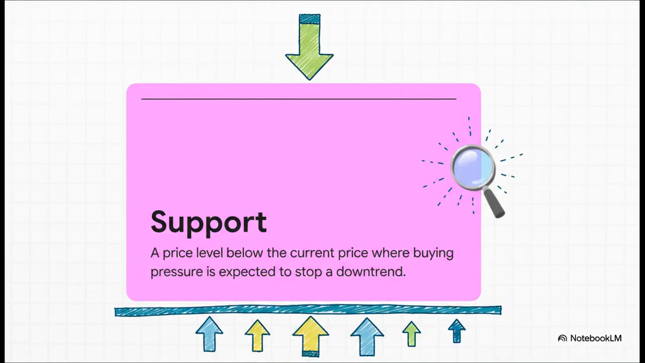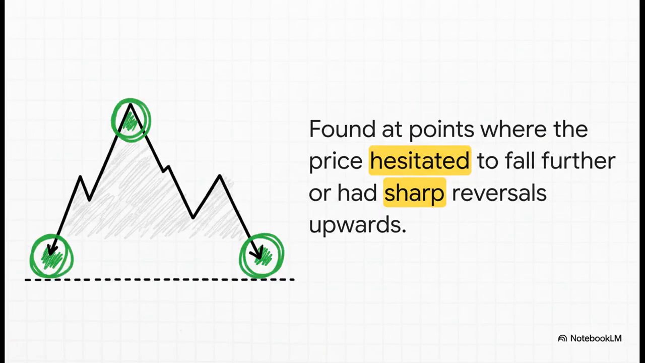Now, the flip side of resistance is support. Simple enough. If resistance is the ceiling, support is the floor. It's a price level below the current price where buyers tend to jump in and prop up the price, stopping it from falling any further. And just like with resistance, you find support by looking at the past. You're searching for those spots where the price was dropping, but then all of a sudden it bounced back up. Those are the historical price floors that you definitely want to have on your radar.